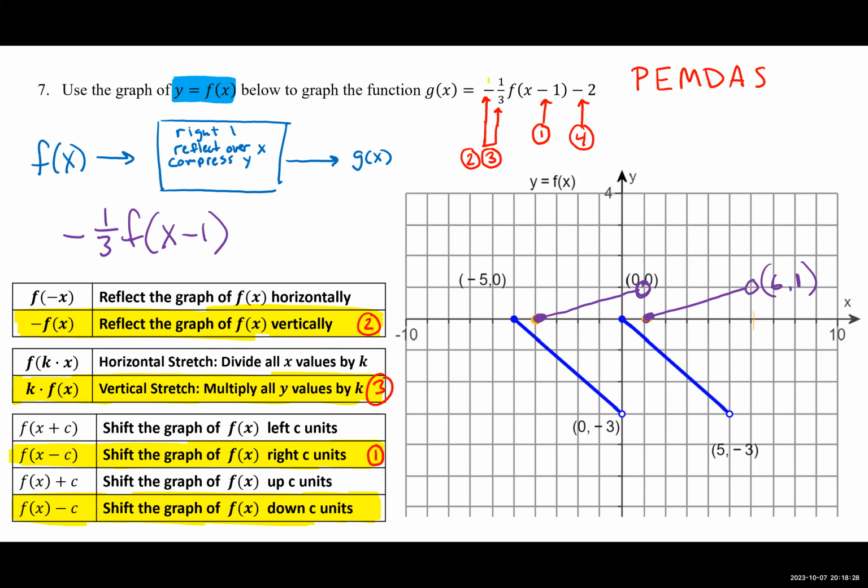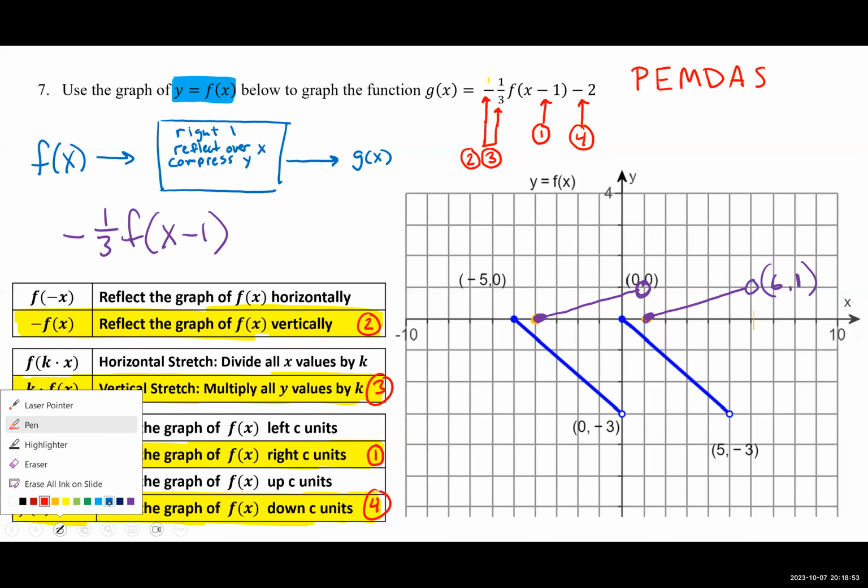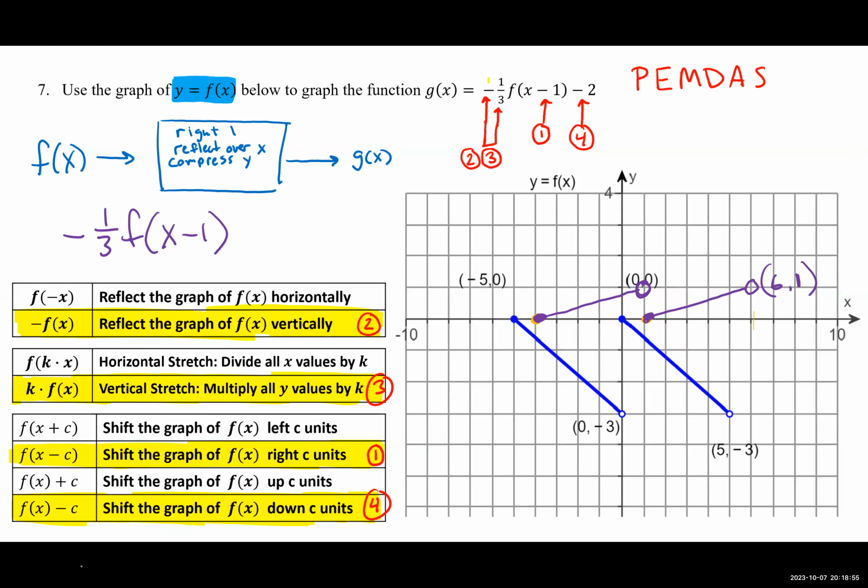And now the last thing, the -2, that's going to shift the graph down. Shift the graph every point down 2 units. I'm just conveniently sticking with the closed circle and open circle at the ends of this line segment. So we'll do that last. This will be step 4. I don't think any individual step is terribly difficult, but it's putting 4 different transformations in the same problem that maybe it becomes an issue.